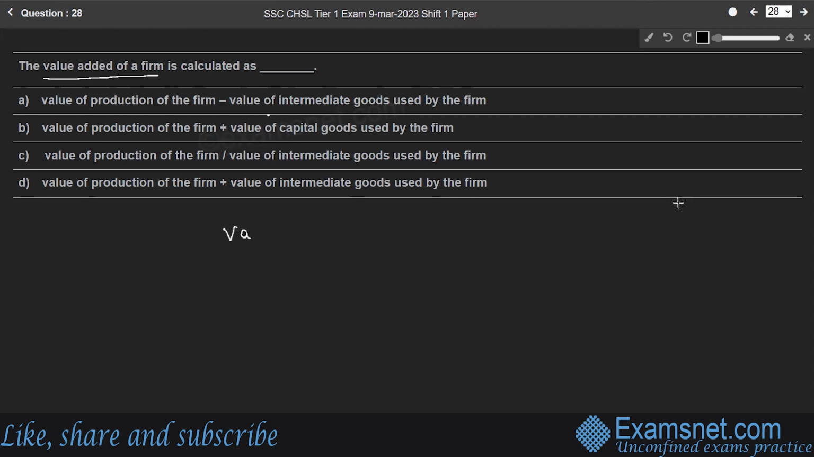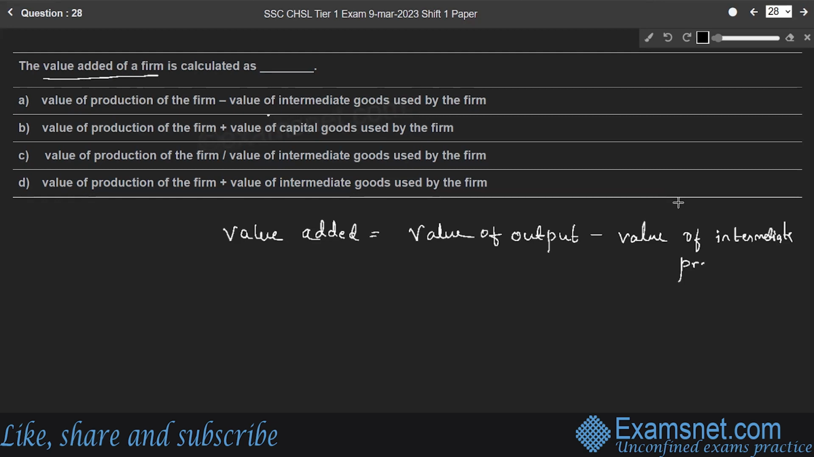Therefore, value added is equal to value of output minus value of intermediate products. Therefore, among the four options, value added of a firm is calculated as value of production of the firm minus value of intermediate goods used by the firm. Therefore, option A is the right answer.